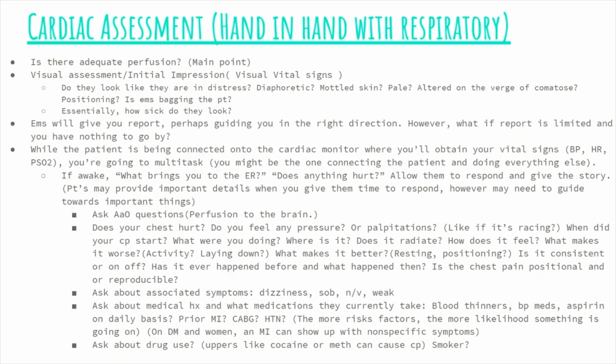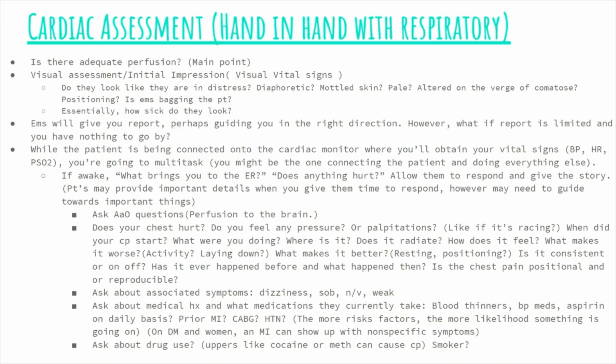Next, you should go into some of the associated symptoms like dizziness. Are they feeling dizzy? Are they feeling short of breath? Are they feeling nauseous? Have they vomited at all? Are they feeling increasingly weak? And all of these sort of point to perhaps a cardiac etiology, and that's why they're associated symptoms.